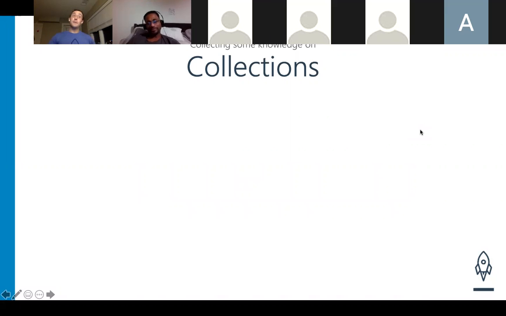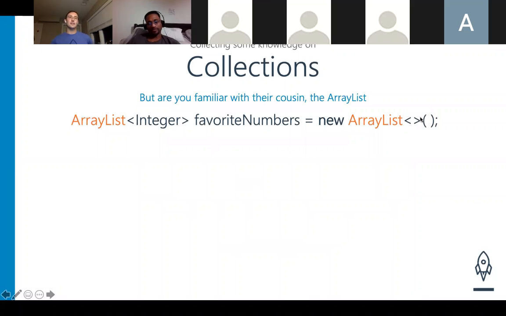So we're familiar with array lists, but do we know its close cousin, the array list? Or, oh, I said that wrong. Well, we've already seen array lists in some of our practices, but this is how we would define an array list of integers, aka our favorite numbers. So this is how we would create it in code. But let's back up here. What even is an array list?